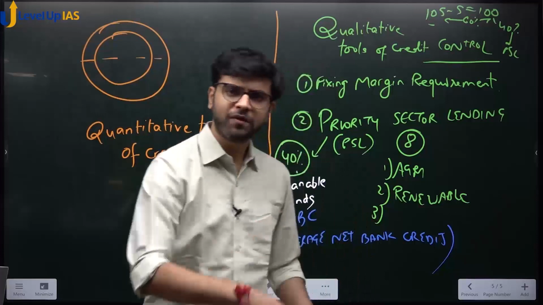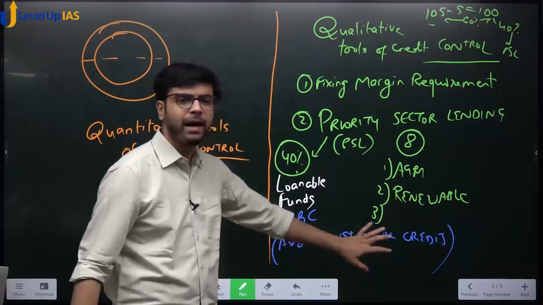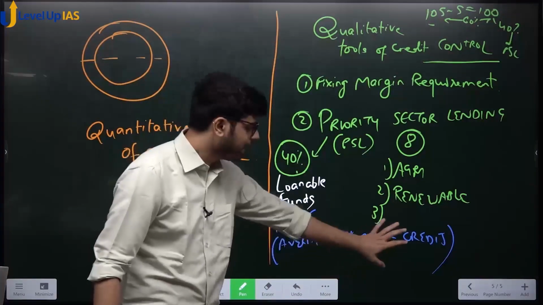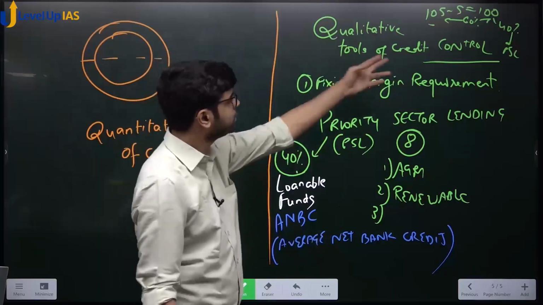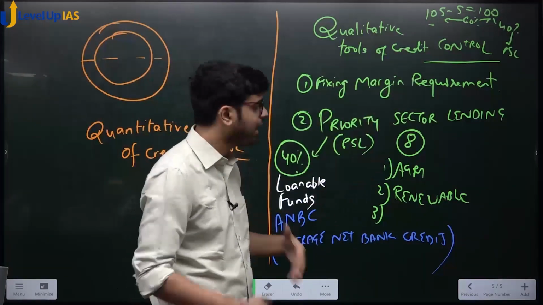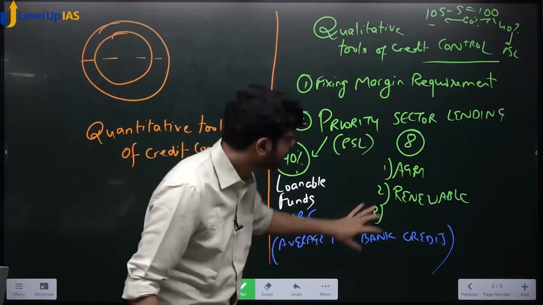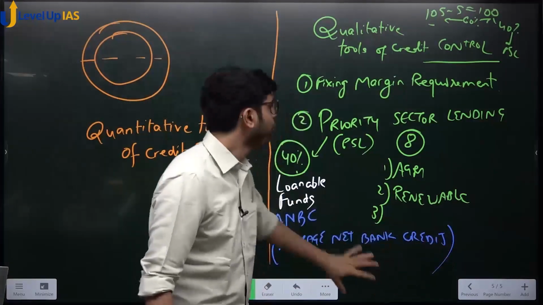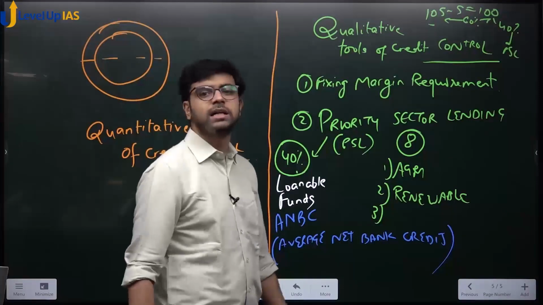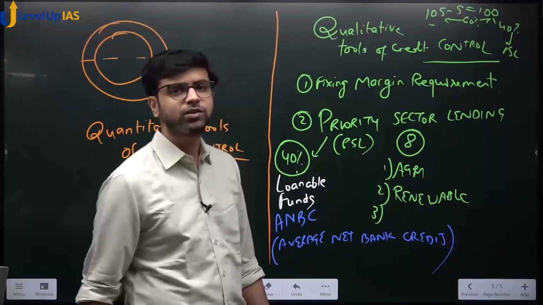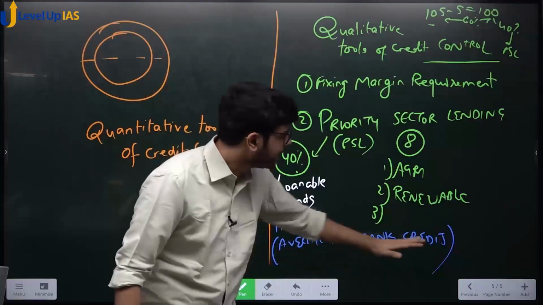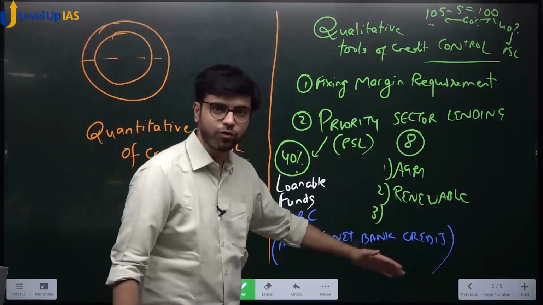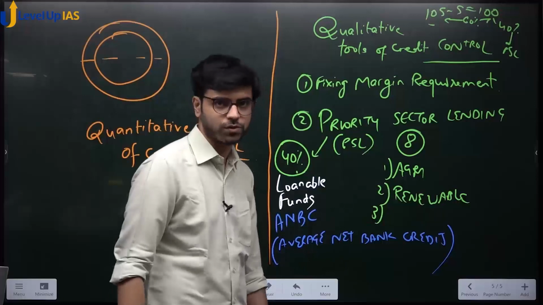Average of whatever loanable funds you are having, the net bank credit should go to your priority sector. Why net? Because we are reducing CRR, SLR requirements and then we are arriving at loanable funds. So net bank credit should go to your priority sector. Currently it differs for foreign banks and Indian banks. Indian banks have to keep 40% of their average net bank credit for these loans, and then they can give it to someone else also.